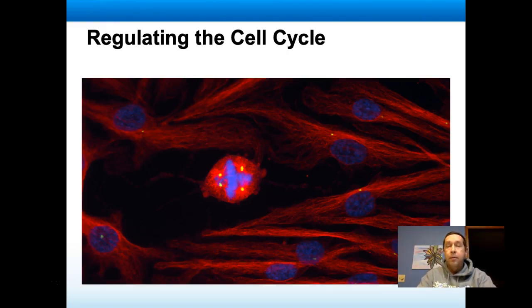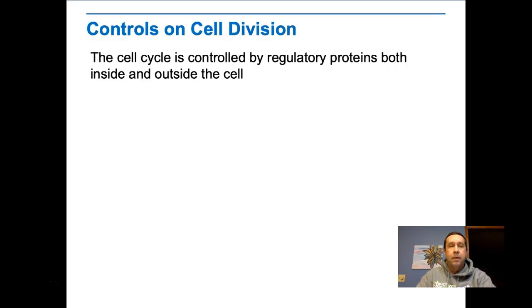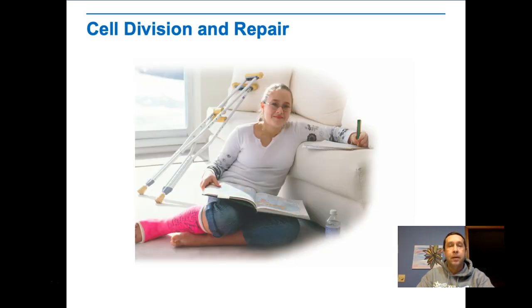Okay, in this video, we're going to talk about how the cell regulates the cell cycle and what happens when it loses the ability to regulate that. In the last video, we talked about the cell cycle itself. So the cell cycle is controlled by regulatory proteins that are coming from both inside the cell and outside the cell. There are intrinsic and extrinsic controls to cell division and the cell cycle.